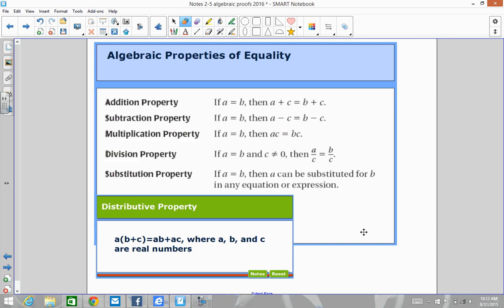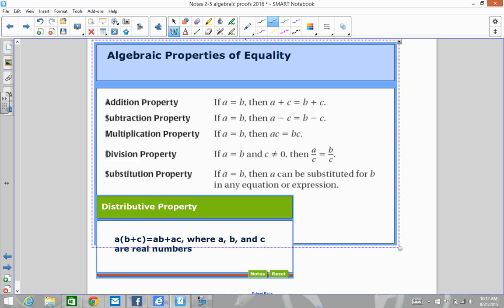You might want to put a star by the substitution property. It tends to be one that's missed the most. It's mixed up with another property we're going to learn in just a minute. You've used all these properties all throughout algebra. Now we're going to learn how to use them in a proof method.